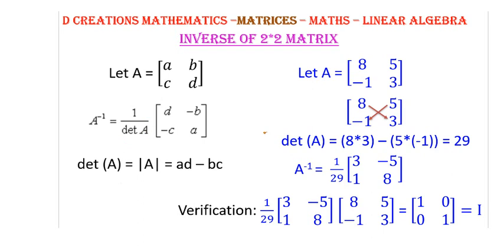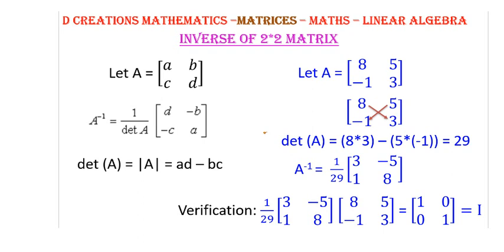So when we want to write the inverse, let us first write down the determinant. So this term is 1 upon 29, 1 upon the determinant basically. Now what happens to this matrix? Let us switch the diagonal elements. So 3 comes here, 8 goes there. And let us switch the signs for the non-diagonal elements. So this becomes -5, this becomes +1. So A inverse will be given as 1 upon 29 into the matrix 3, -5, 1, 8.